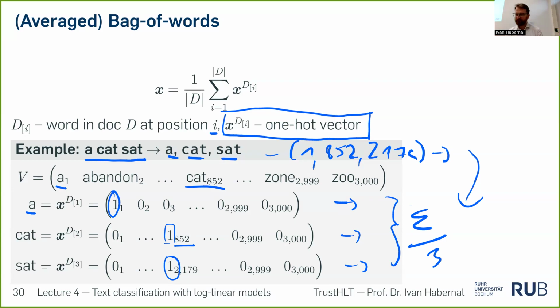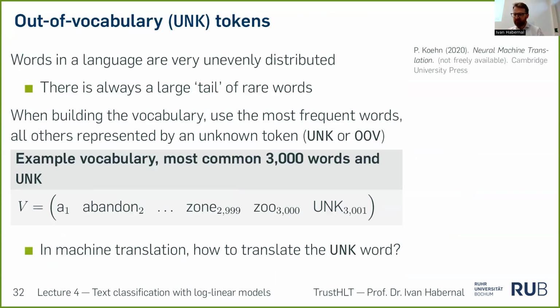Okay, cool. So bag of words, good. We might have an issue if there are unknown words, because words in language are very unevenly distributed, and there's this large tail of rare words. So we have a vocabulary, and then in our training data or test data we have words which we don't have in the vocabulary. So how do you treat this?